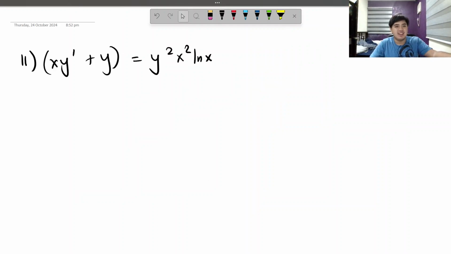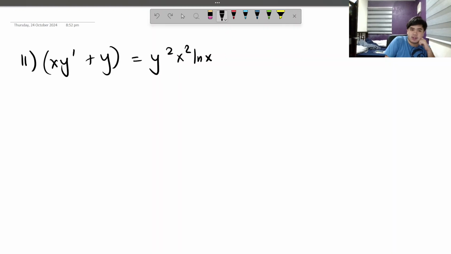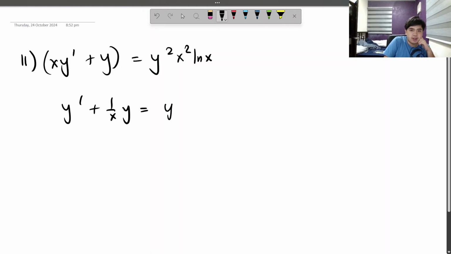Surprise. xy prime plus y equals y squared x squared ln x. This looks Bernoulli. I mean, there's y prime here, there's y here, and there is y squared here. This looks like a Bernoulli situation. So maybe it is. Let's divide both sides by x. So y prime plus 1 over x, y equals y squared times x ln x. This is definitely a Bernoulli situation.